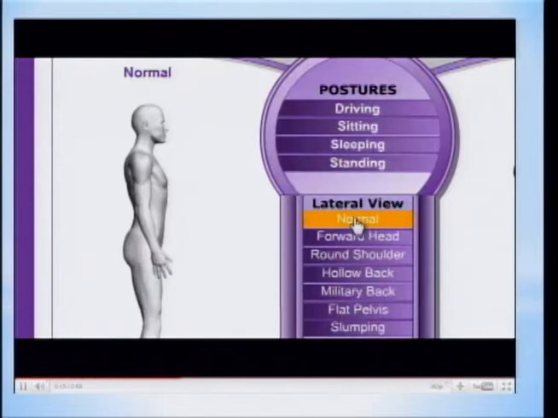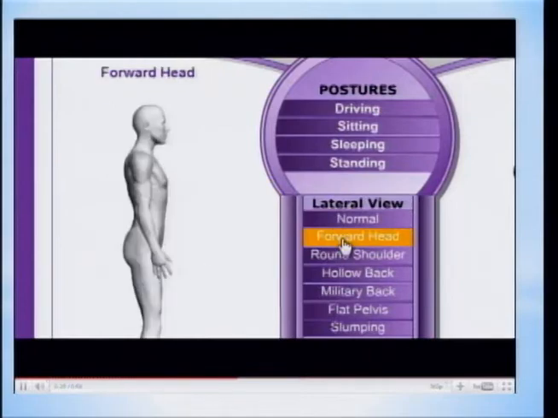Okay, so that's like normal position where we are really in a very balanced position. And this would be a forward head posture, which is detrimental for the whole body. And so there are several different positions that have been defined.